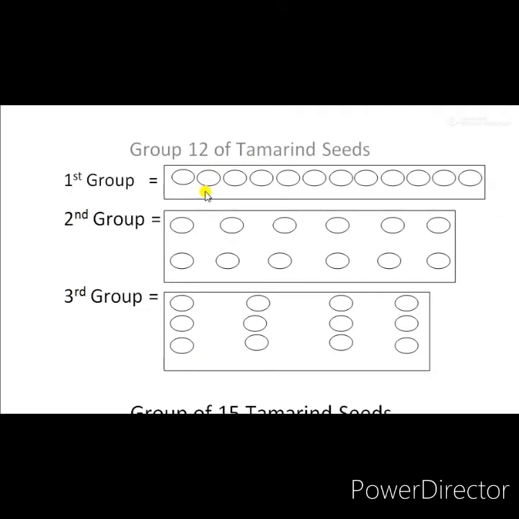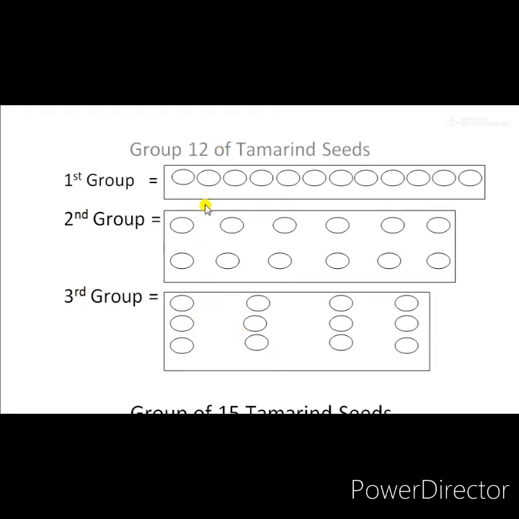So in the first group we made 1 into 12. That means all 12 seeds are arranged in the same line. In the second group we arranged 6 tamarind seeds in 2 lines, and 2 sixes are 12. Here is the third group: 4 tamarind seeds in one line. In this way we made 3 lines. 4 threes are 12. So in this way we can make 3 types of groups.